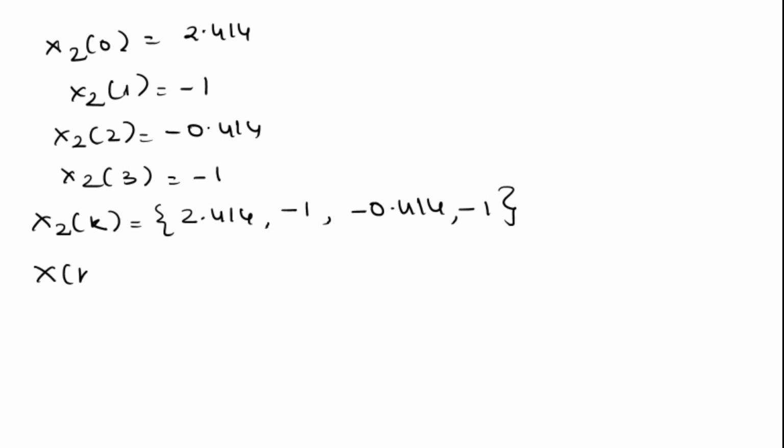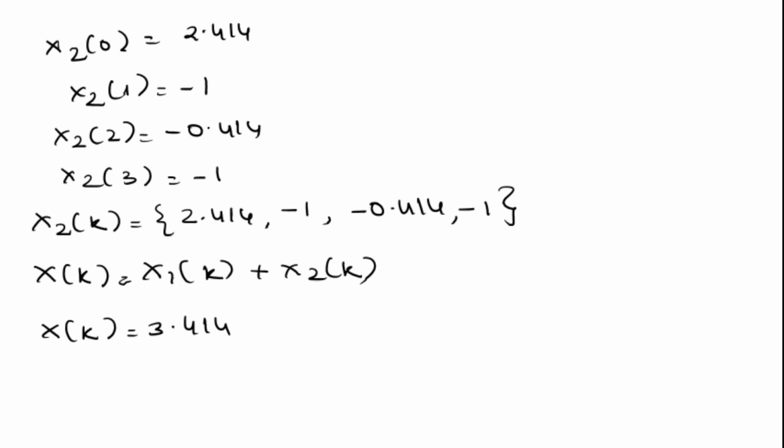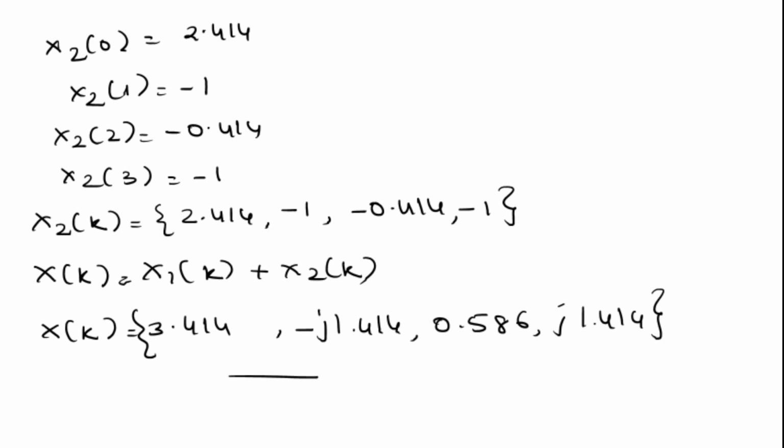Then x of k is equal to x1 of k plus x2 of k. We have to add x1 of k along with x2 of k: 3.414, minus j 1.414, 0.586, j 1.414. This is the required answer.